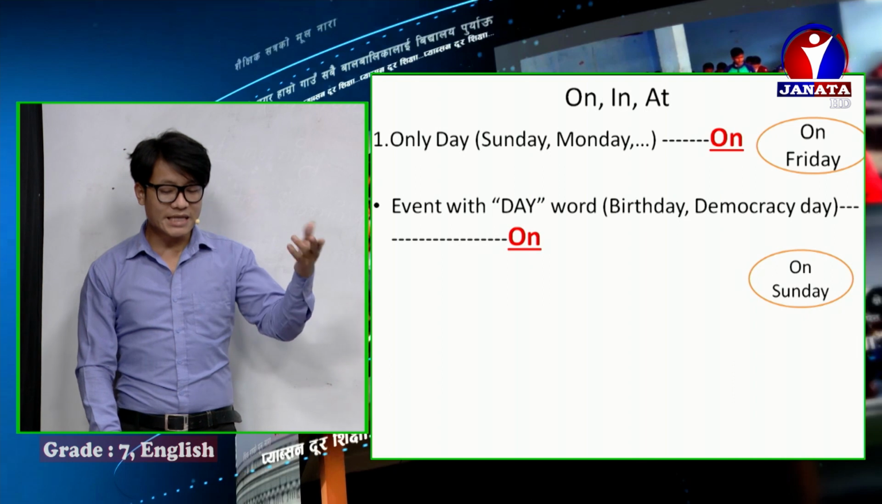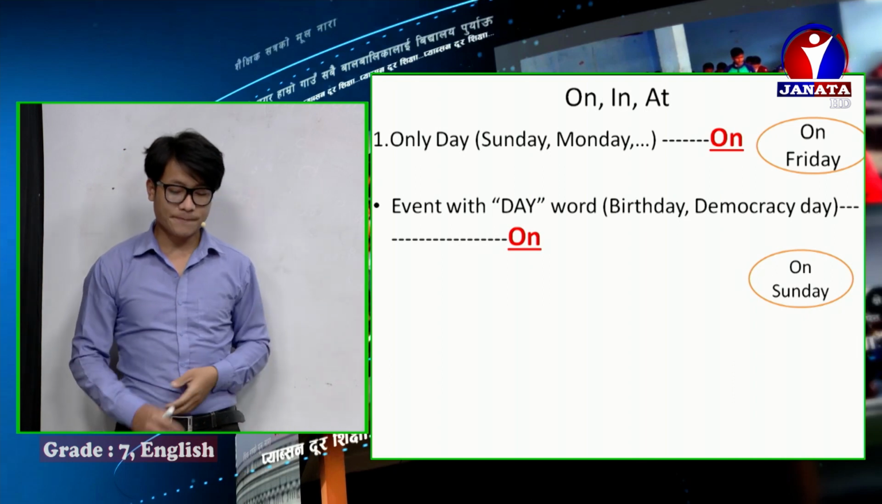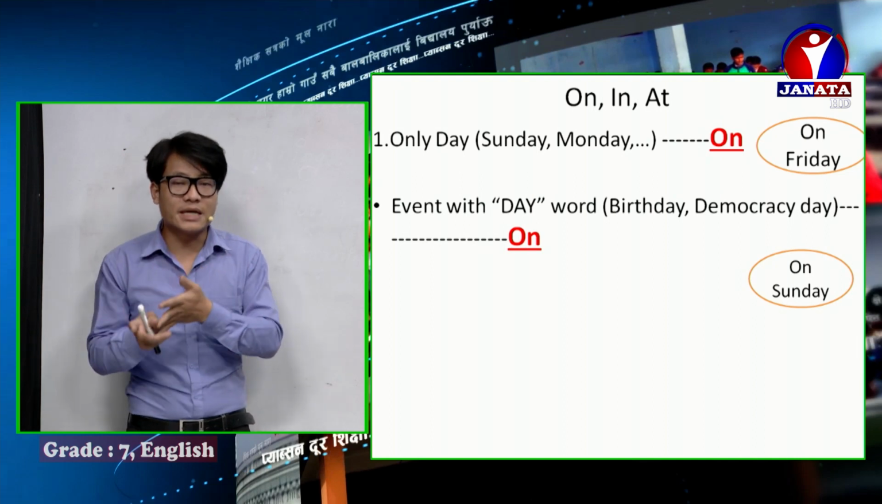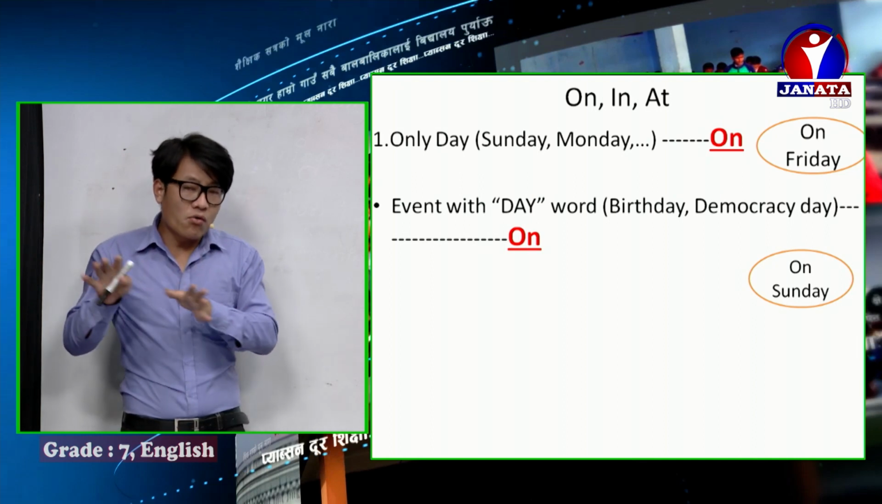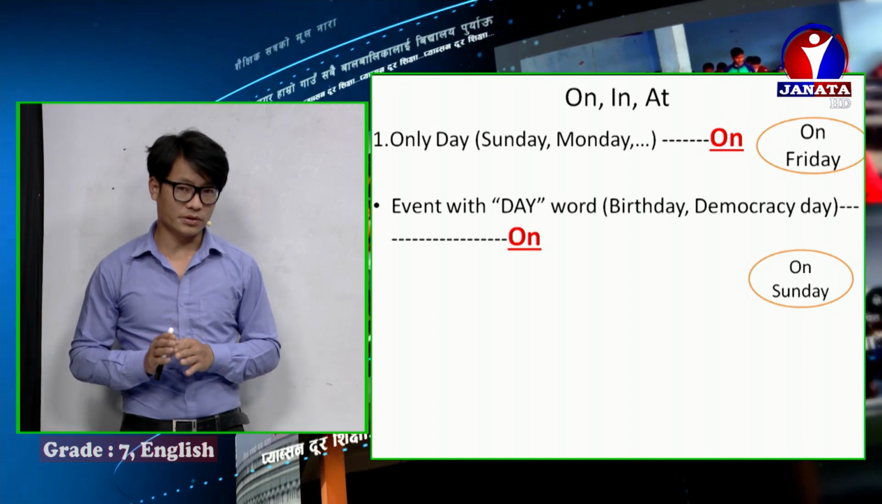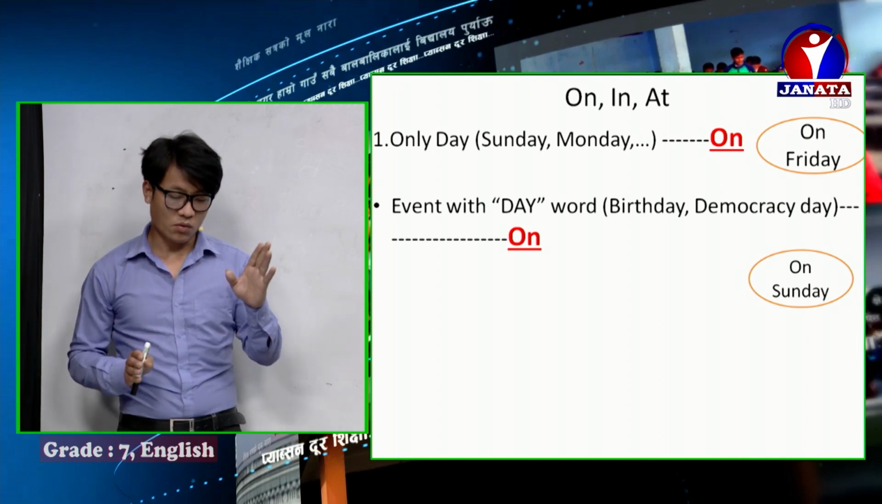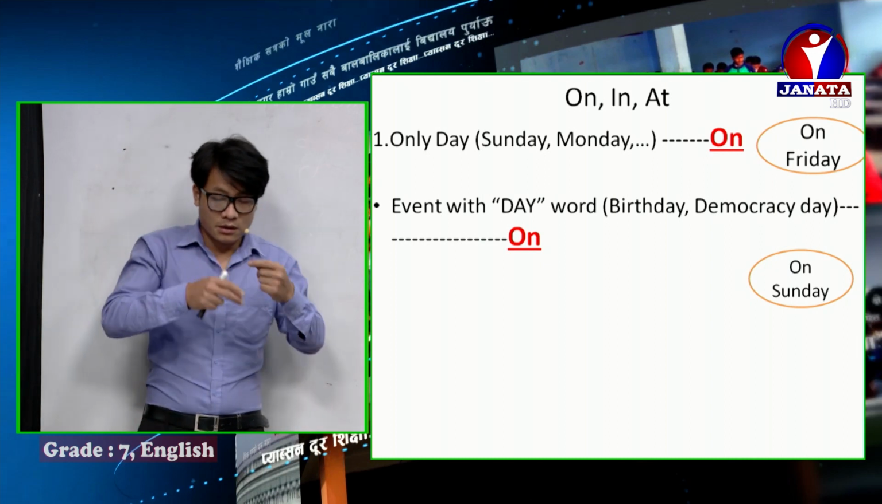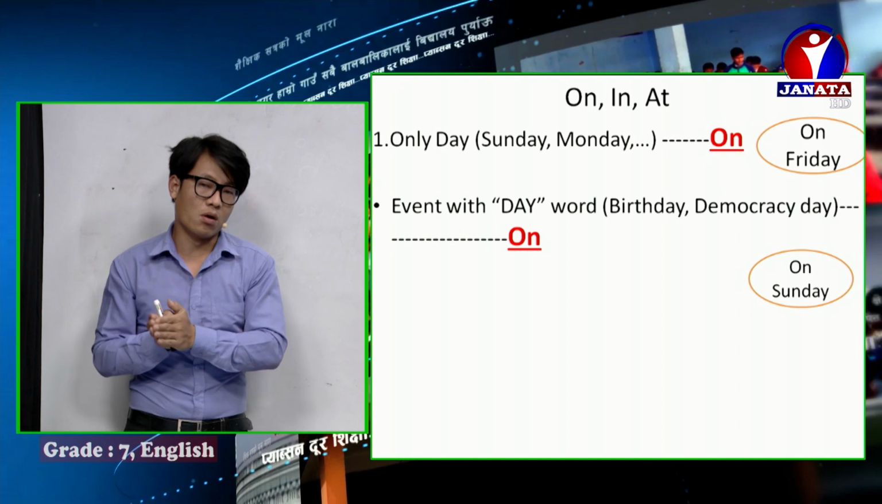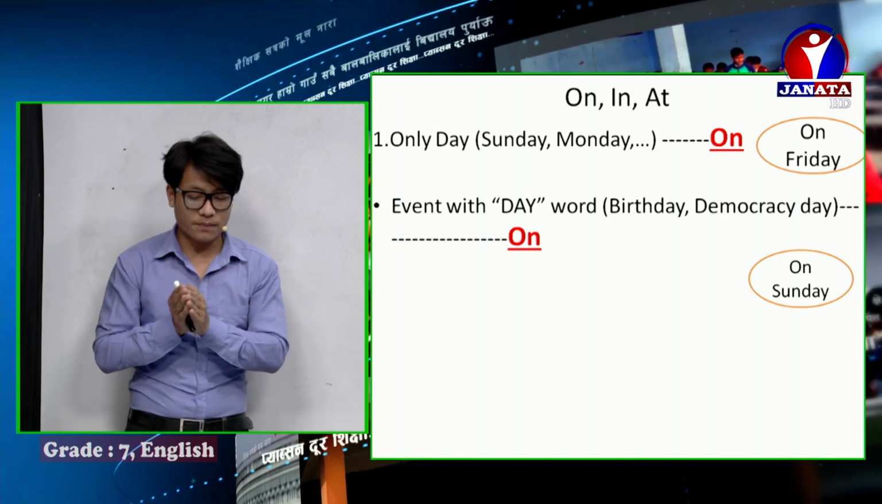Events with a day word, like Birthday, Democracy Day, Martyrs Day, Parents Day. Okay, these are events. With these events, we use the preposition "on". Once again, let me tell you: an event with a day word.